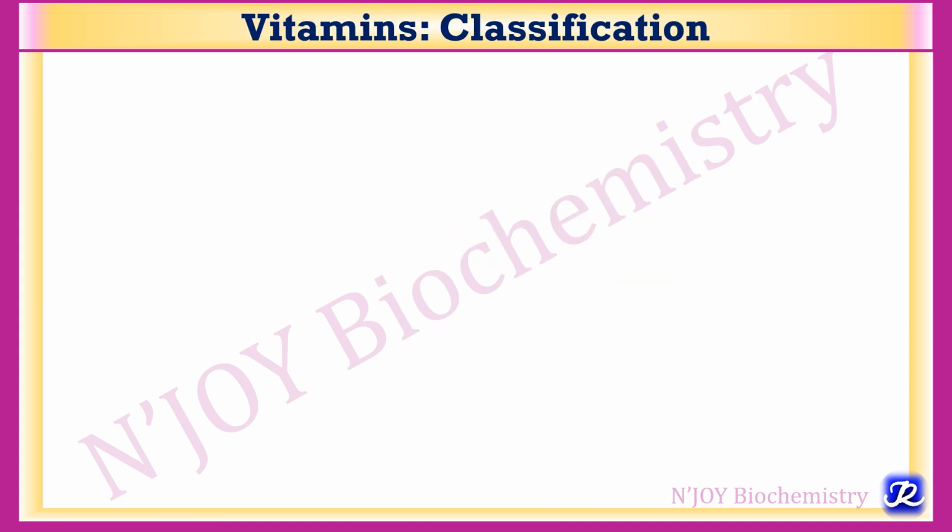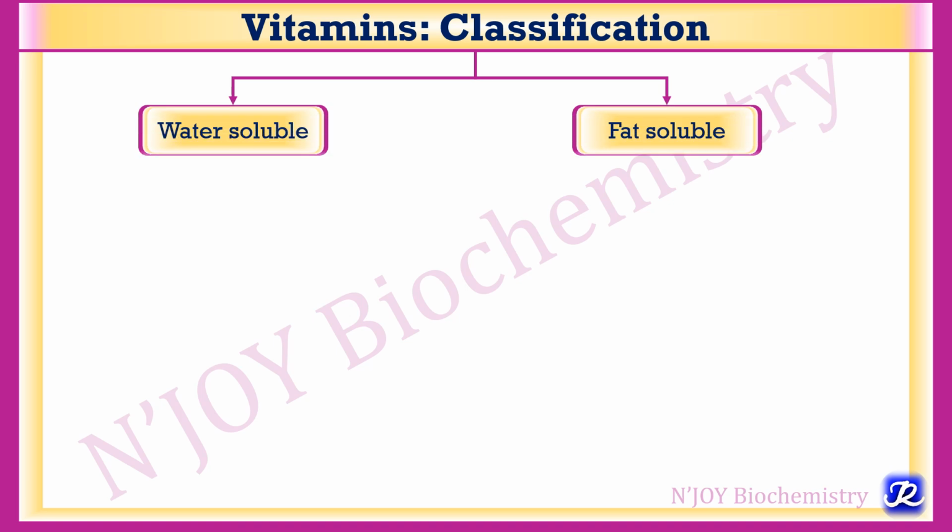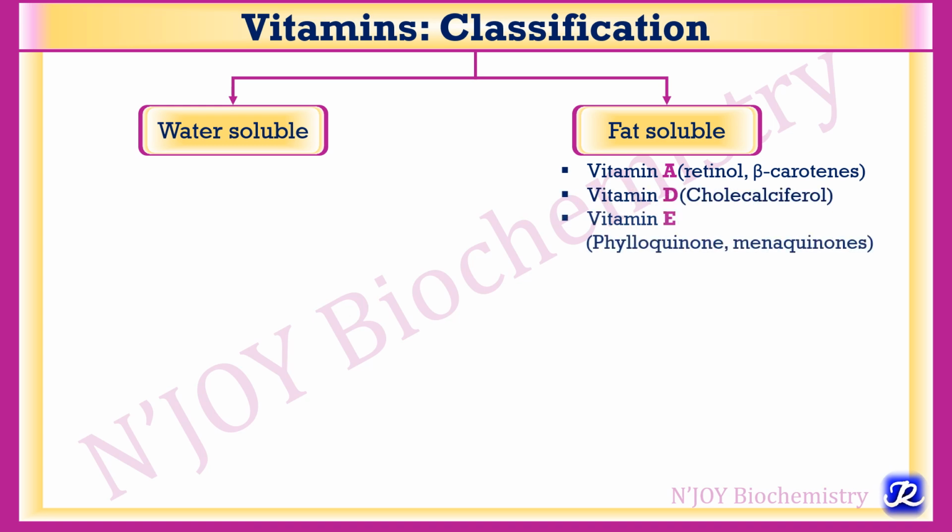Now let's see how these vitamins are classified. So there are two major classes, water soluble vitamins and fat soluble vitamins. The examples of fat soluble vitamins are vitamin A, retinol, beta carotenes, vitamin D, that is the cholecalciferol, vitamin E, phylloquinone, menaquinones, vitamin K, which is also called as tocopherol. So vitamin A, D, E and K, these are fat soluble vitamins.